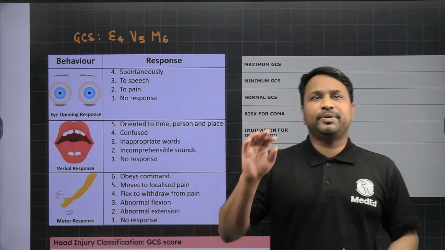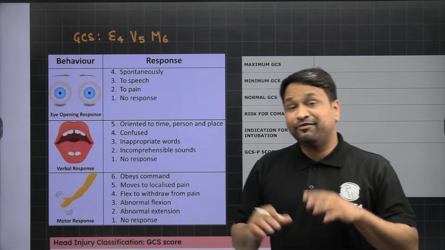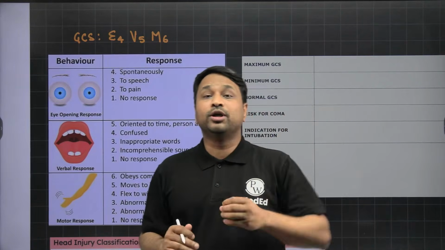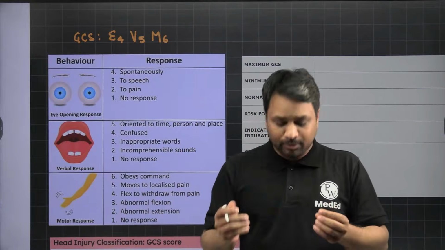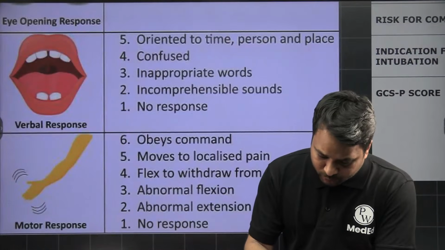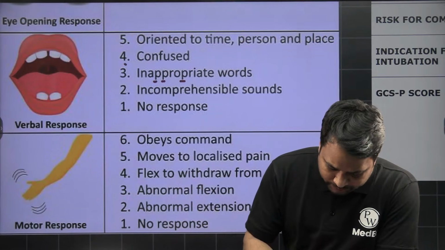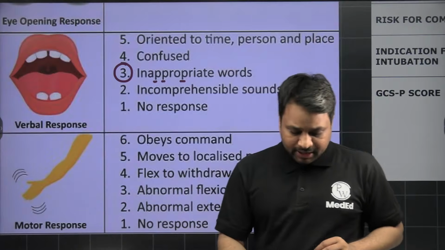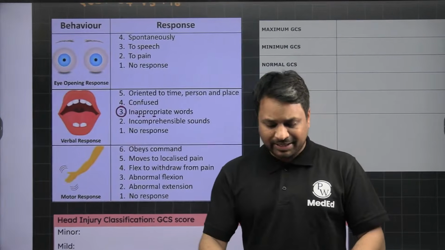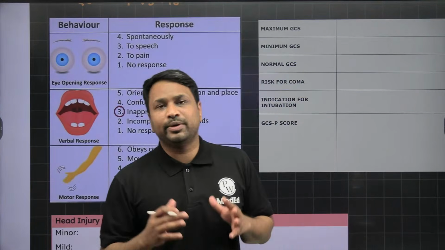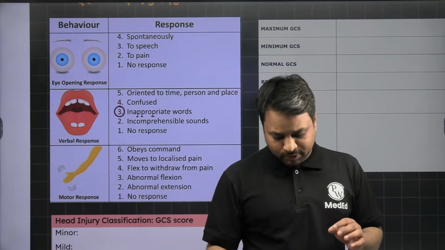Your verbal response: if the patient is oriented to time, place and person, a score of 5. If the patient appears confused, a score of 4. If the patient is abusing you, that is inappropriate words. Whenever you talk about inappropriate words, in the spelling of inappropriate you have 3 P's, so remember the score of 3. It's an easy way to remember it. Then you have incomprehensible sounds, where he's moaning and you're not able to comprehend, a score of 2. No response is 1.